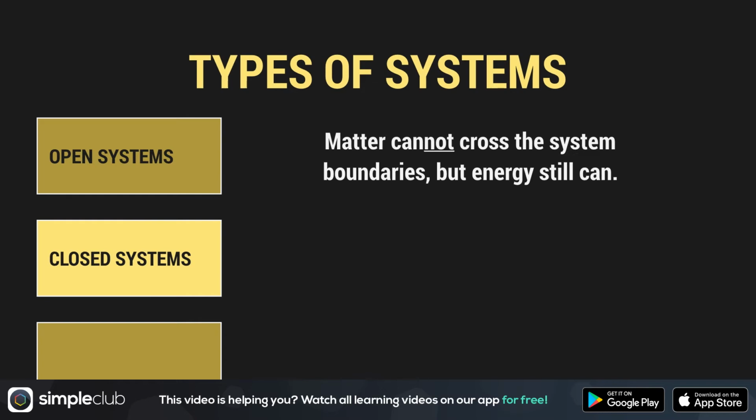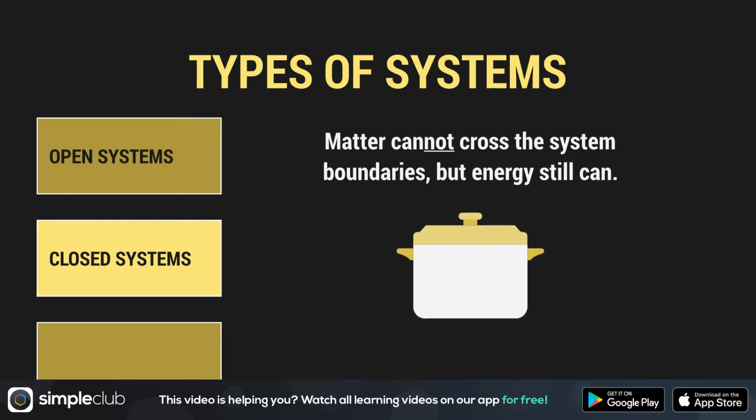Would you like an example? No problem. Think about a pressure cooker. If we close the lid, no matter can get in or out. But fortunately, we can still pump energy or heat into the system. Otherwise, a pressure cooker would be completely useless. So in this instance, the amount of matter in our system doesn't change, but energy is constantly being added. The calculations for this kind of system are a bit easier because we don't have to worry about how much matter is coming or going.